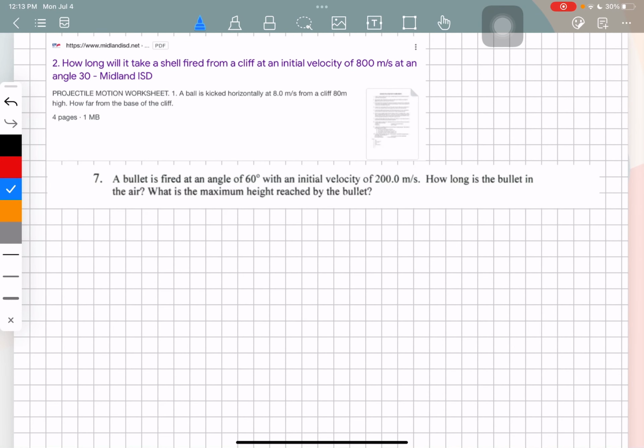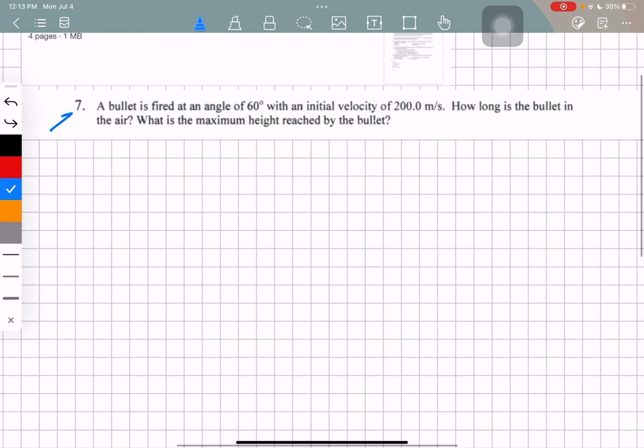Hello everyone, this is a projectile motion problem we have today. So we have this question number 7. I've taken this question from this site right here, and they have a whole bunch of other questions. They have the answers too. So let's just figure out this question right here.